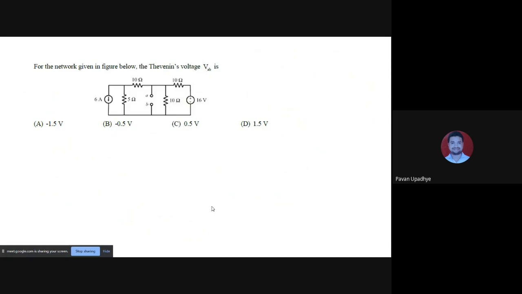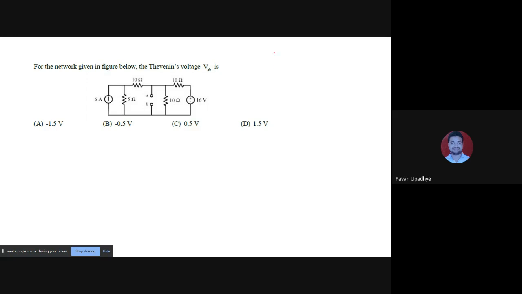Now we shall go to, yes, the favorite of all of you, Thevenin's theorem. So we have got 3 numericals of Thevenin's theorem to be conducted before we end the session today. So please be patient. For the network given in the figure below, the Thevenin's voltage VTH is.